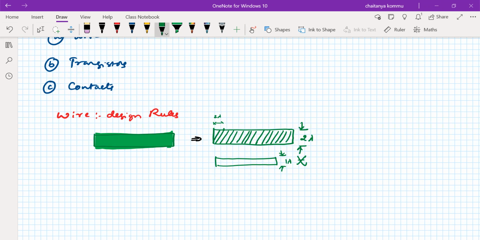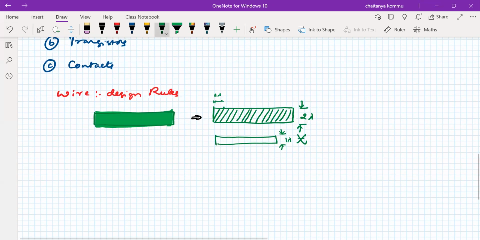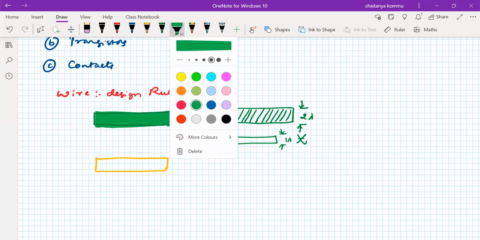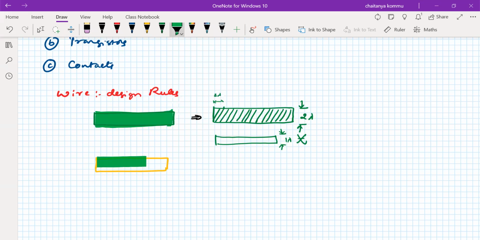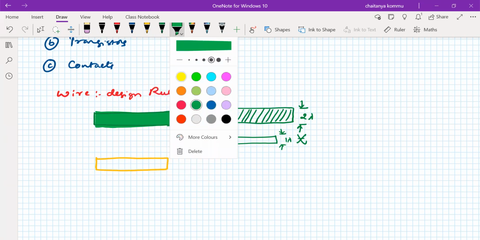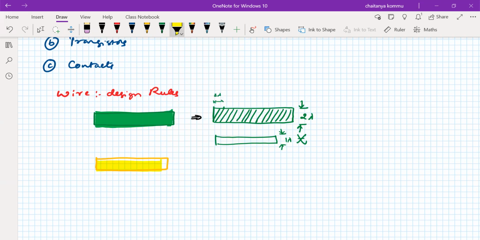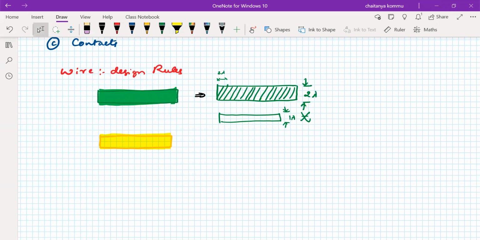I hope you understand. Similarly, for the P diffusion also. For the P diffusion, I'm using the yellow color. So what is the minimum width of this one?